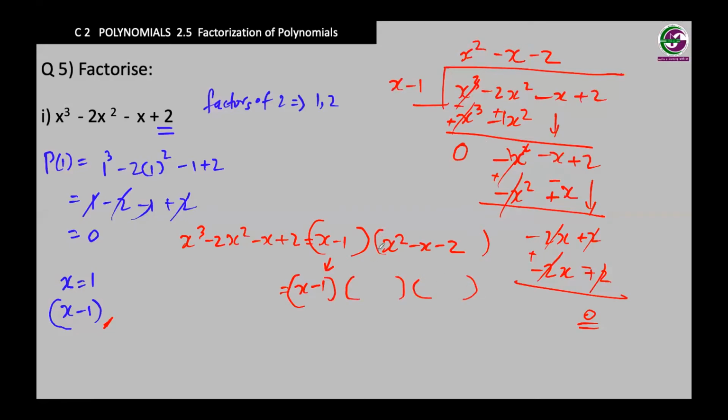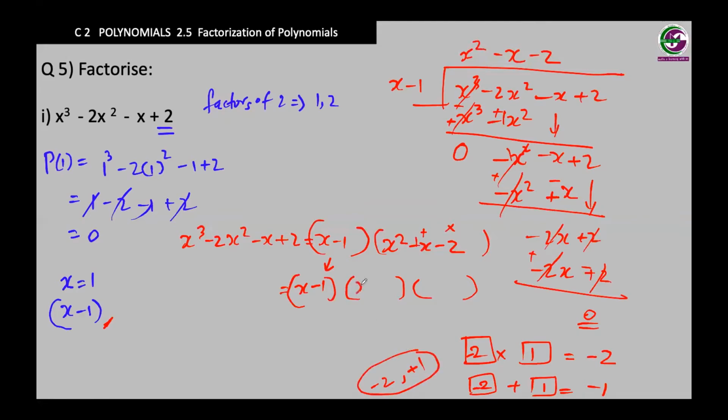The coefficient is 1, so we can use the easy method. What was the easy method? Rewrite negative 2 under multiplication and negative 1 under addition. Which two numbers do you get? Negative 2 on multiplication, and the same numbers on addition you should get negative 1. So 2 times 1 is 2, and 2 minus 1 is 1, but we need negative. So the larger number will be negative and the smaller number will be positive. So the numbers are negative 2 and positive 1.